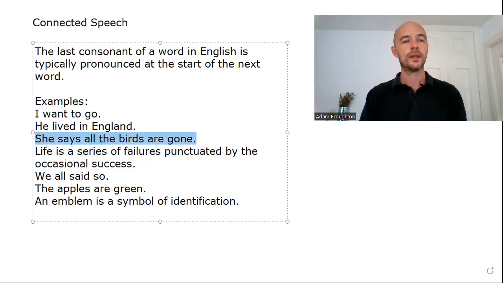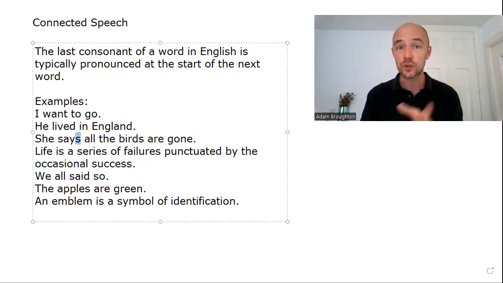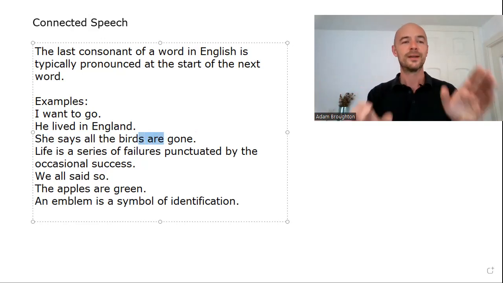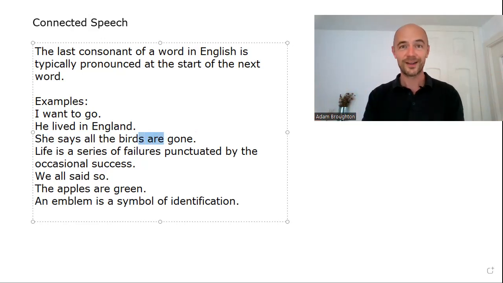Next one. She says all the birds are gone. So what happens here is that the S is transferred to "all." She says all, she says all, zall. She says all the birds are gone. The birds are gone. So it goes to there. Zall, zar. She says all the birds are gone.